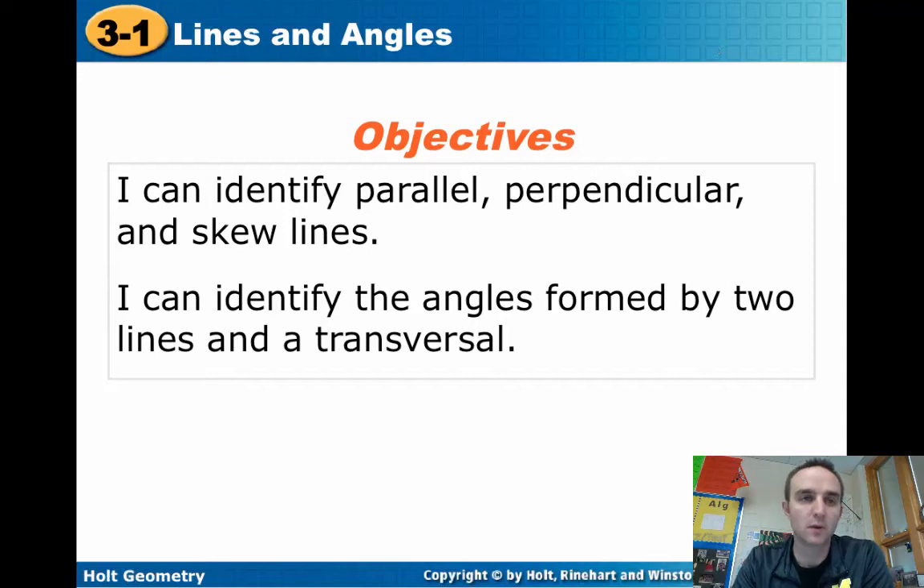Okay, here we go with section 3.1, lines and angles. Our objectives for today: I can identify parallel, perpendicular, and skew lines. I can identify the angles formed by two lines and a transversal.